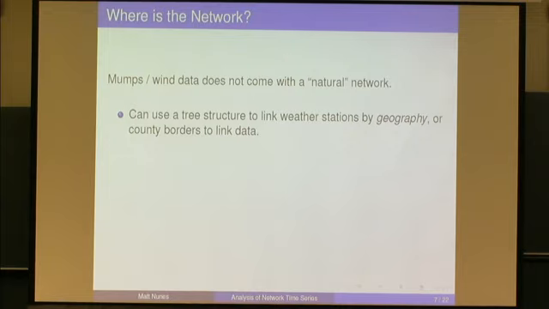In terms of the county data, we can use borders between counties to link the data at a particular county. And for the weather station network, we can use geographic distance in terms of longitude and latitude to link these sites. How we're going to do this in the example that I'm going to show you is using a minimal spanning tree. That's basically creating a graph out of some nodes and distances in a way that connects all of the nodes in the network, but in a simple way.